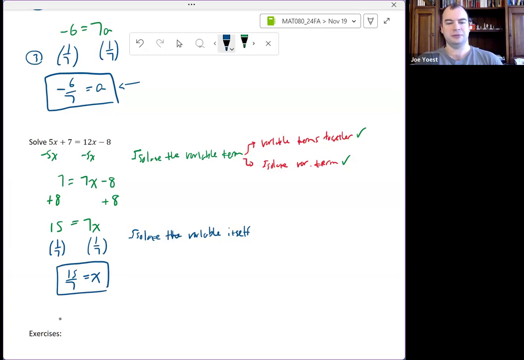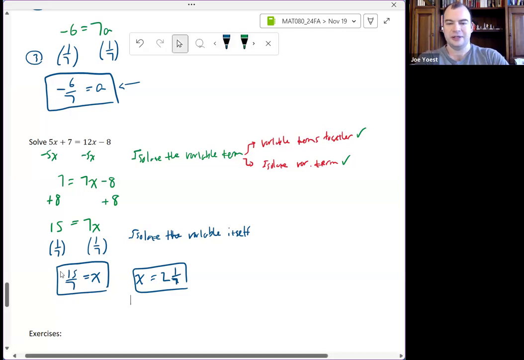And we could leave it that way. If we wanted to, I suppose we could also write it as, I know that 15/7 is like 14/7 plus 1/7, or 2 and 1/7. If I wanted to write it as a mixed number, I could do that, or maybe a decimal approximation. So 2.14 or so, to the hundredths place. So I could write my answer in a couple different ways, but x equals 15/7 is our answer.